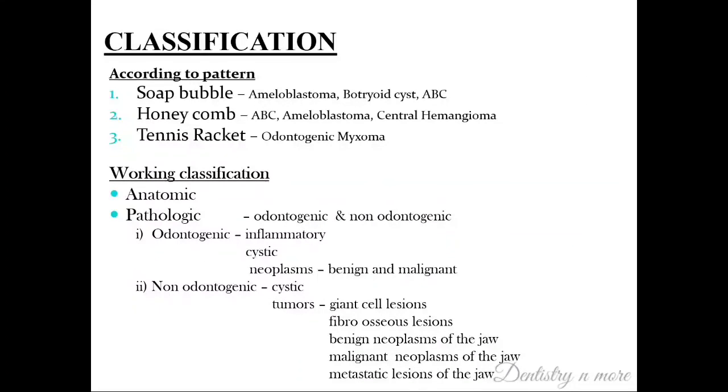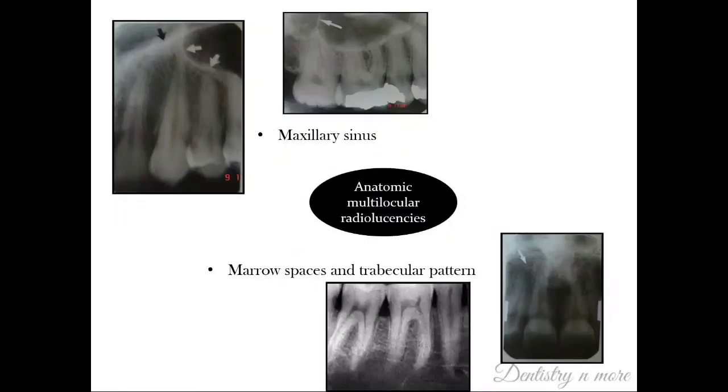The soap bubble appearance is seen in ameloblastoma, botryoid cyst and aneurysmal bone cyst. The honeycomb appearance is seen again in aneurysmal bone cyst, ameloblastoma, central hemangioma. Tennis racket is seen in odontogenic myxoma. So this is how the lesions appear; multilocular radiolucencies are seen in a normal pattern itself.